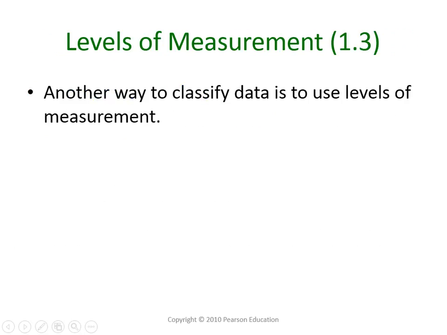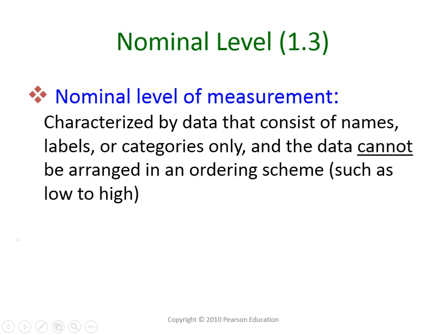Okay, other ways that we can classify data is with different levels of measurement. And one of the types of levels of measurement, and this is the lowest level of measurement, is just nominal level of measurement. This is when it's only a name. It's characterized by data that consists of names or labels or categories only. The data cannot be arranged in an ordering scheme, such as low to high. Shirt colors would be an example of nominal level of measurement. There's not anything that says having a blue shirt is better than having a red shirt, which is better than having a black shirt. There's no given order to how we're going to color our shirts.